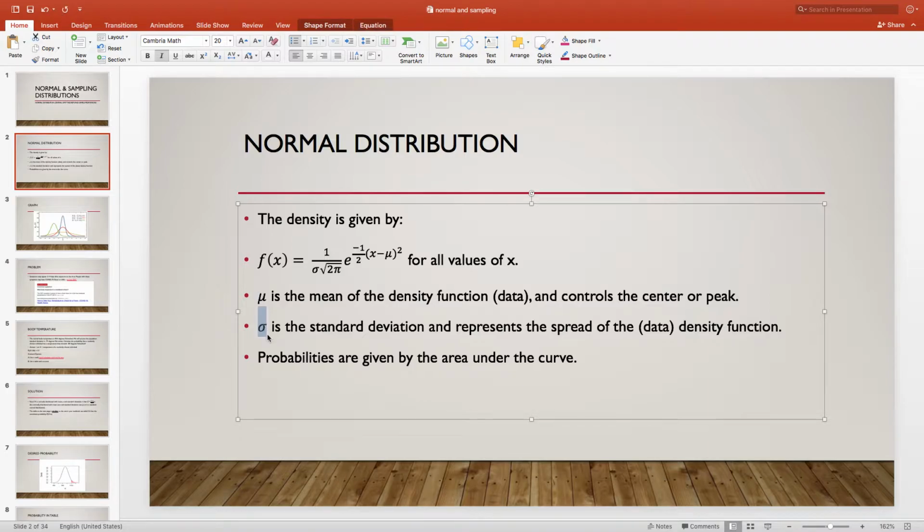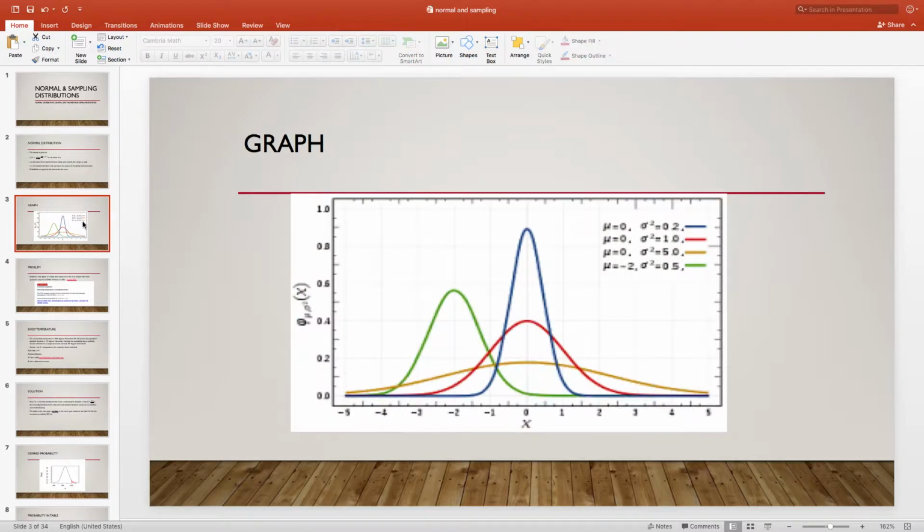And this Greek symbol sigma represents the standard deviation, and it tells you how spread out your data is. And these things really stand out in a graph of this function for different values of the mean mu and different values of the standard deviation sigma. So let's look at these graphs.